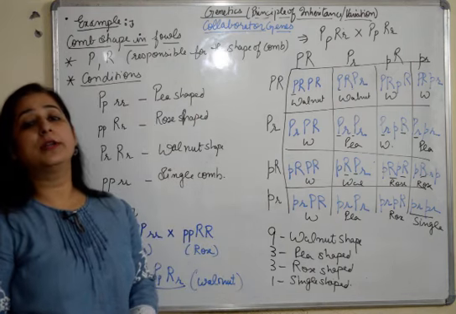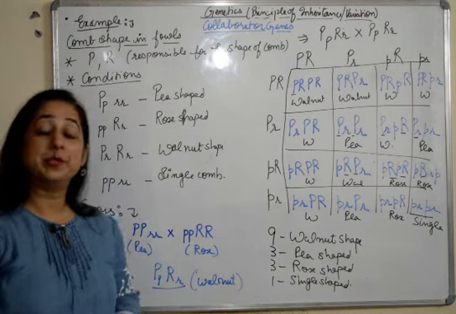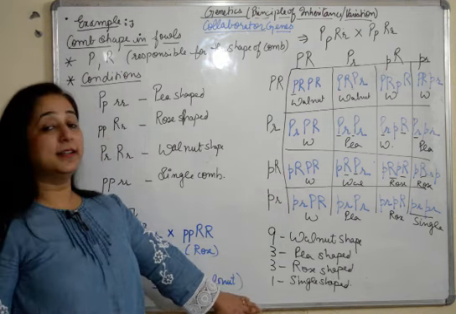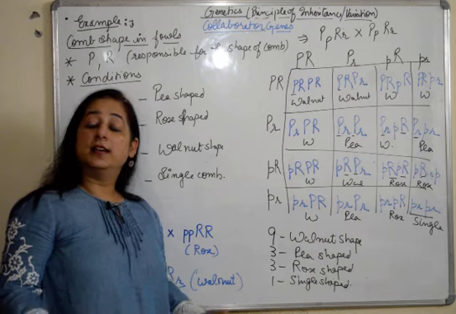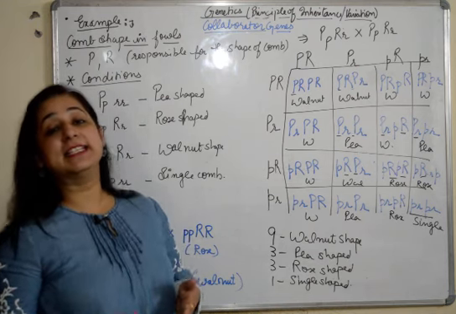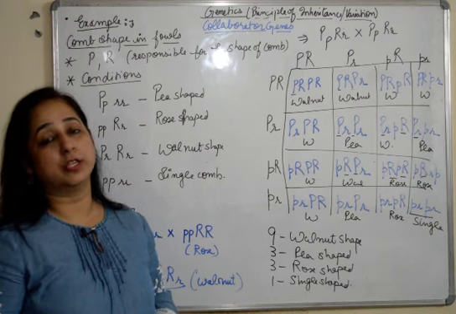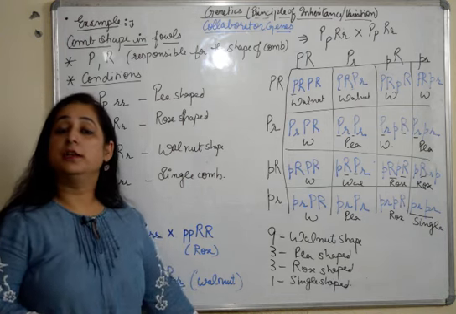So this is how we talk about collaborator genes and the examples. A question which can be asked is: for collaborator genes, which type of genes give the same ratio as a Mendelian ratio of F2 generation? So that is collaborator genes.